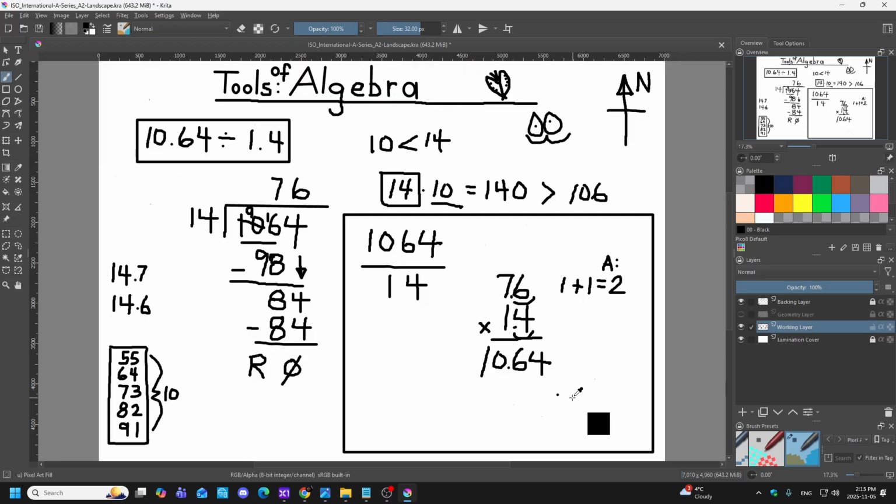Now with that said, I'm just going to clean this up again. We know the 1.4 and we know the 10.64, but the 7.6 is unknown. Well, we just do quite the opposite, because we are dividing here. So we go from our answer, we have two jumps. So I'm going to begin with a 2.